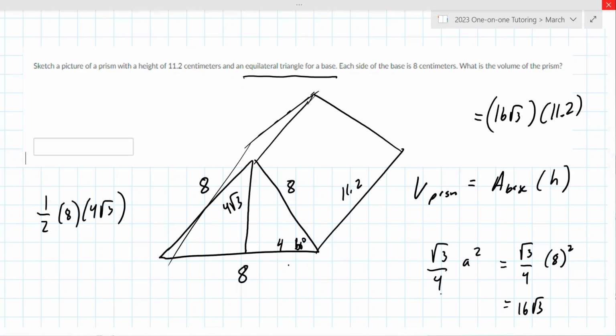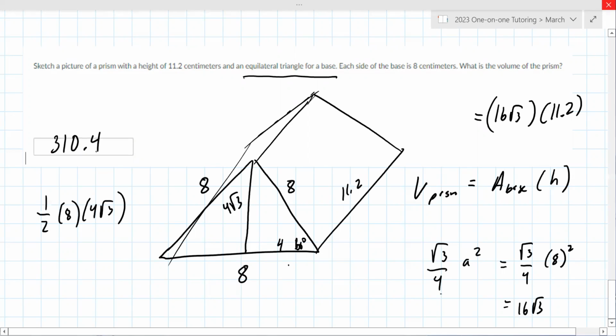Let me know what you come up with for that. Okay, I got 310.3835. Yep. Okay.